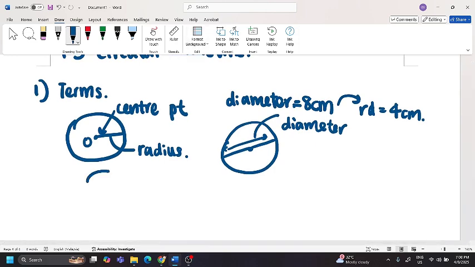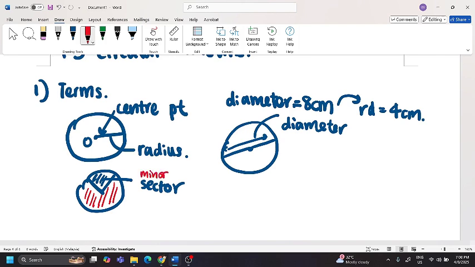And then when you draw a circle, you draw 2 radius. And then you can see what? This is a sector. Then you think, if this one is a sector, is this one not a sector? This one also sector. So now how to differentiate them? The smaller one, we will call them as minor sector. The bigger one called as major sector.